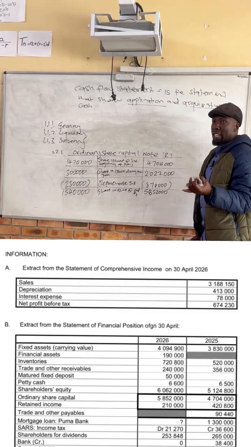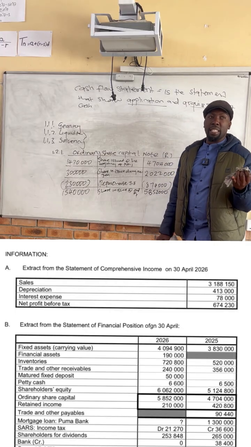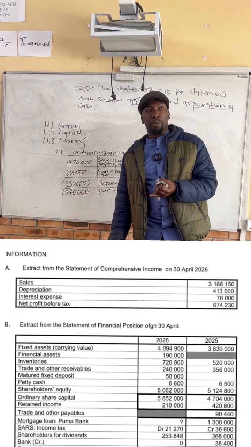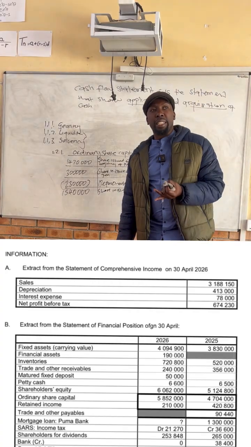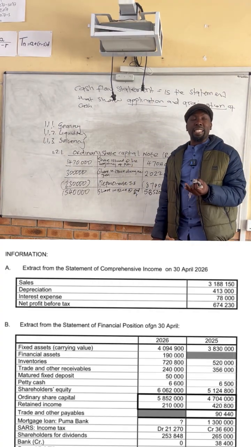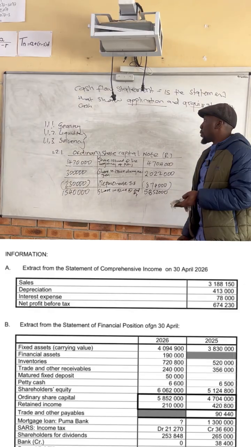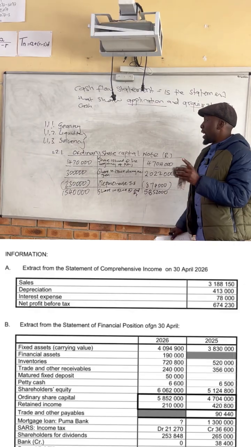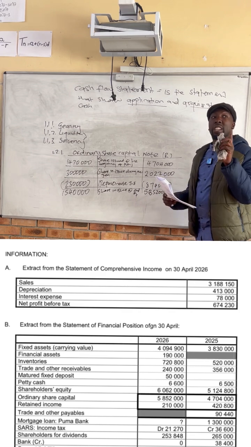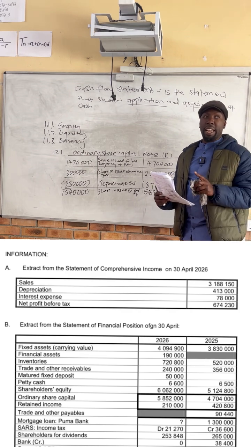We need SARS income tax, which we get in our balance sheet or statement of financial position. We also need income tax, which we get in our statement of comprehensive income. So you must have those in mind, guys. Let's go to our information A. We are checking for income tax for the year.